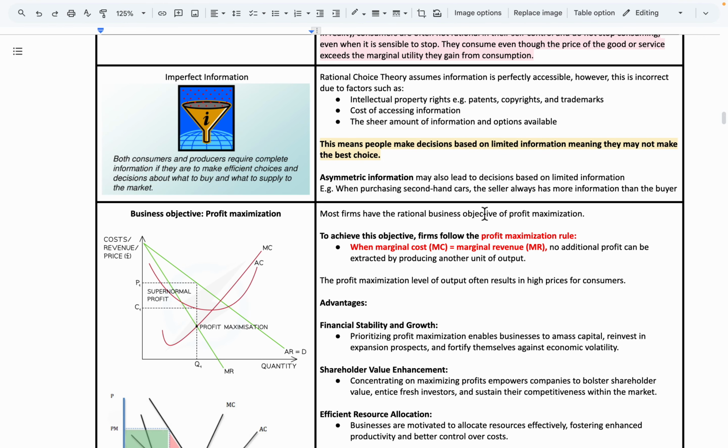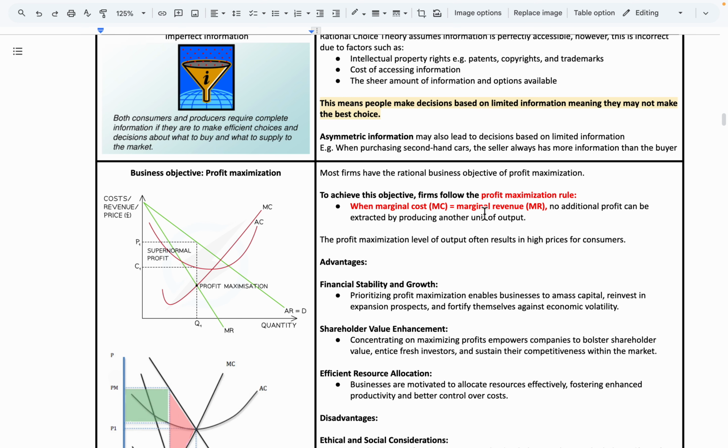Imperfect information. So now this is a rational choice theory, assumes that information is perfectly accessible. However, this is incorrect due to such factors as intellectual property rights like patents and copyrights and trademarks, cost of accessing information, the sheer amount of information and options available. So this means that people make decisions based on limited information, meaning they may not make the best choice. So this can be like buying secondhand items, like secondhand cars. The seller always has more information than the buyer, so that's imperfect information.